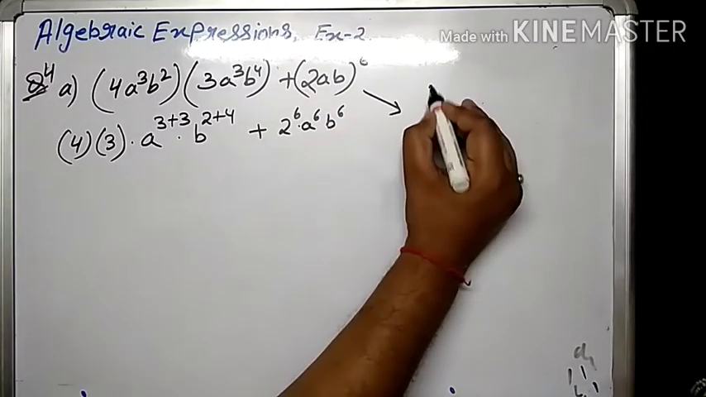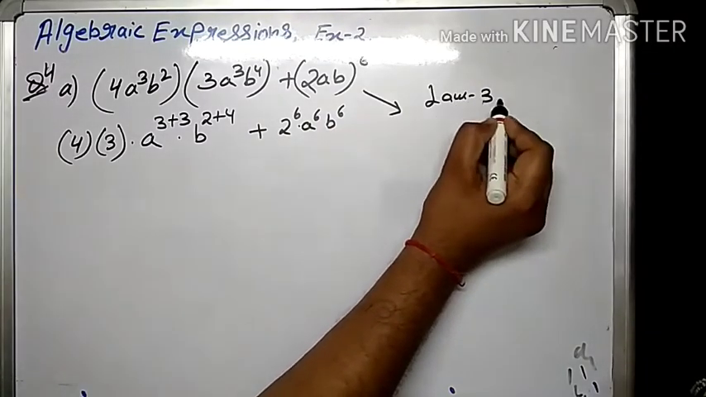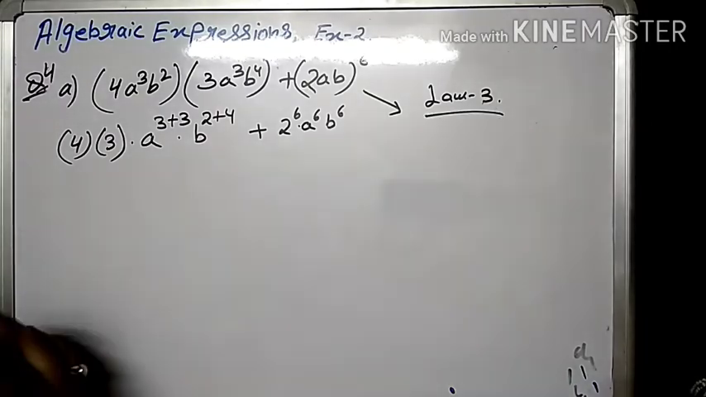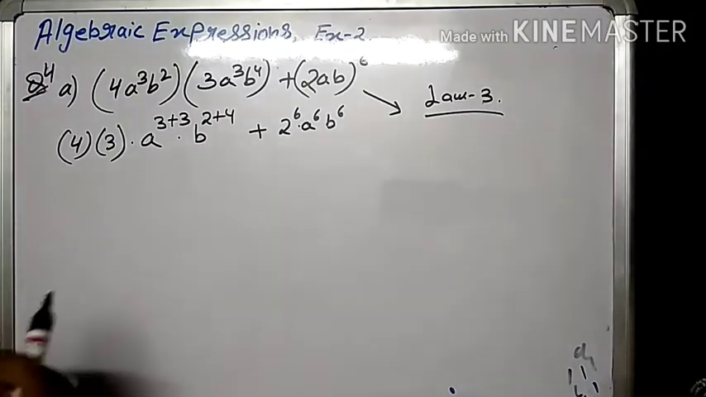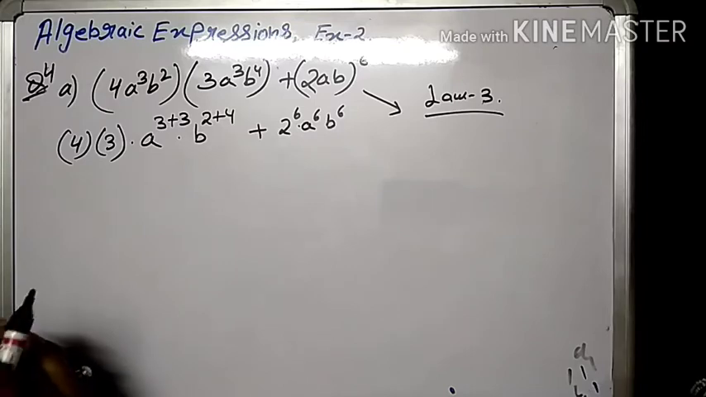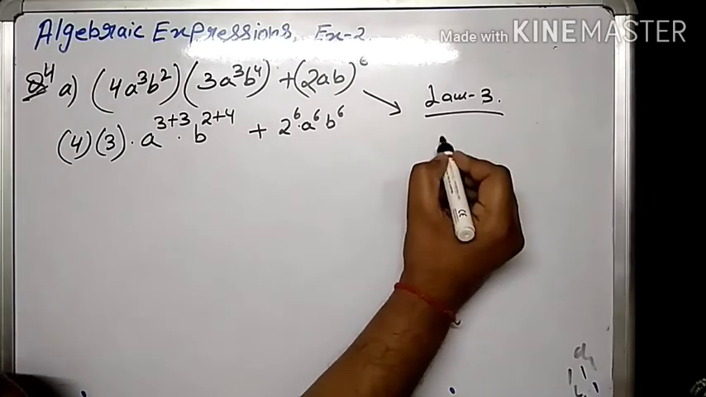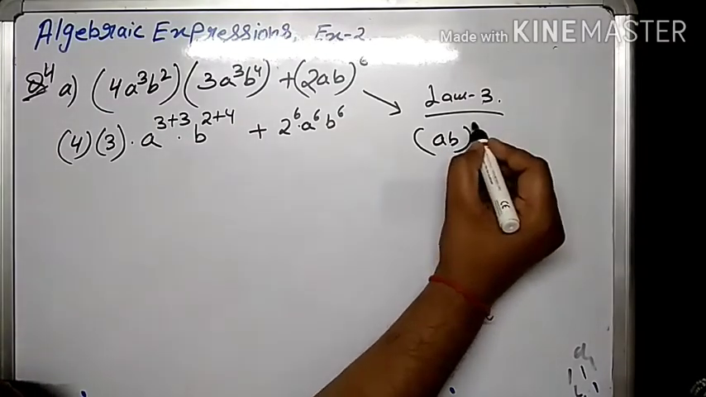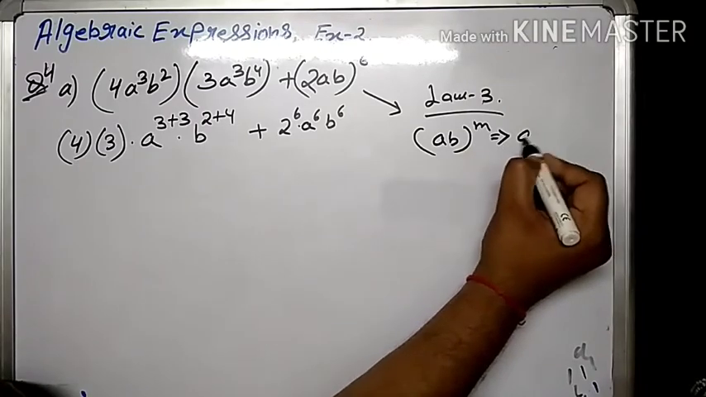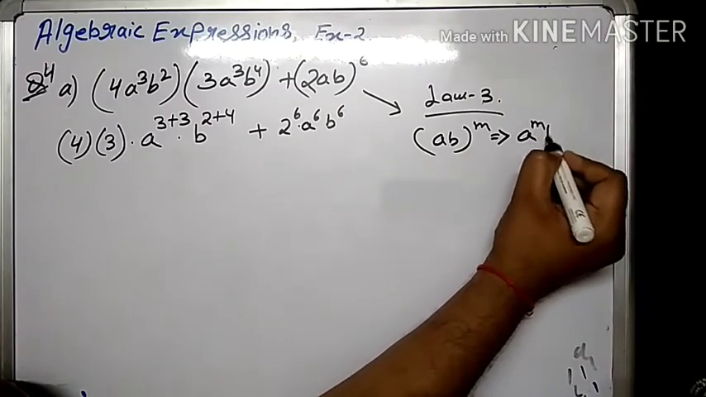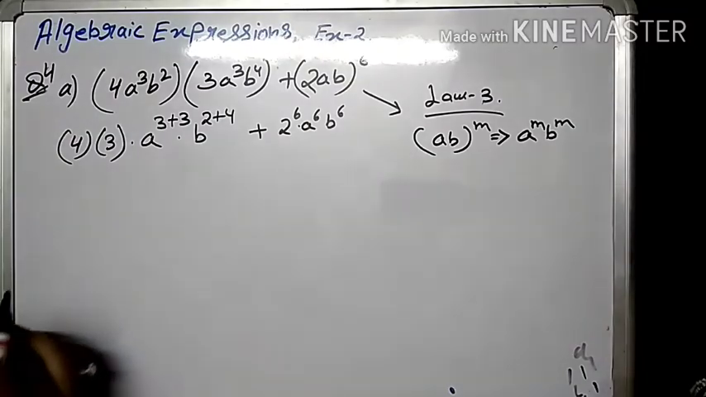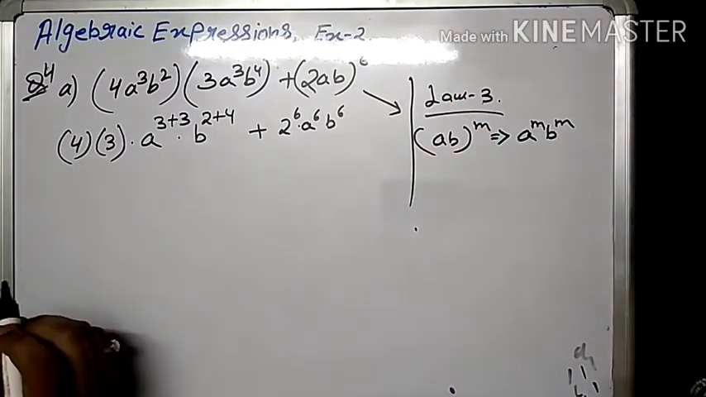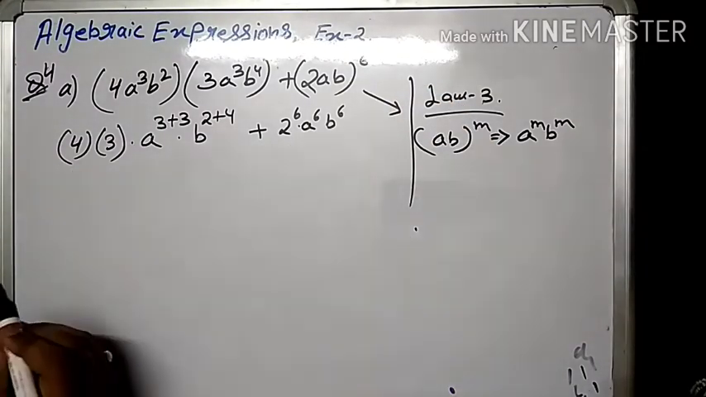This is law number 3. If you go to the exponent chapter, the powers and exponents video, you will find that law number 3 says if ab is having a power m, then it can be written as a to the power m and b to the power m. Following that concept only, we can open the brackets.